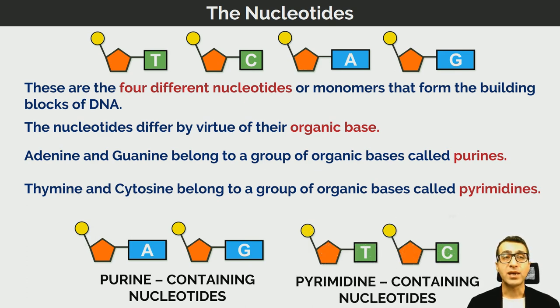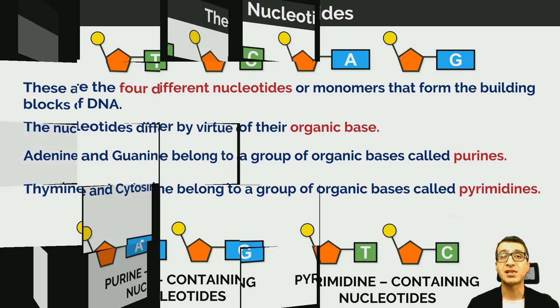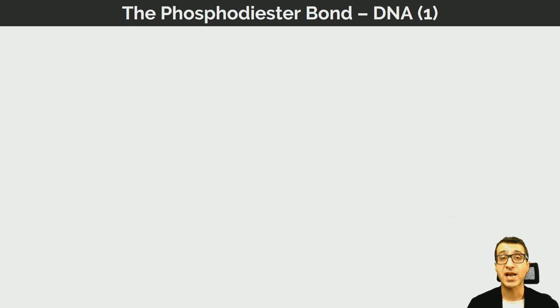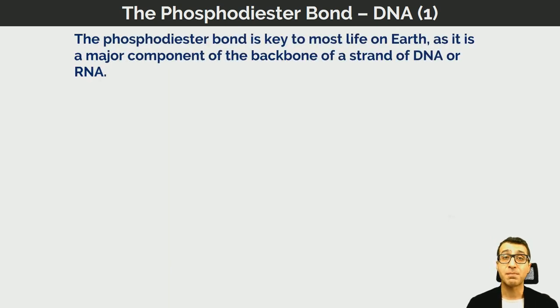Now, the way in which these are polymerized, the way that these are linked together to form DNA and RNA, is by means of a bond formed by condensation reactions called the phosphodiester bond. Now, the phosphodiester bond can be thought of as the key to most life on Earth, because it's a major component in the backbone of a strand of DNA or RNA, and DNA is common to all living organisms. It is the molecule which stores the genetic information for all organisms, regardless of domain, of kingdom, of phylum, of class, or any other means of classification. It is common to all organisms.